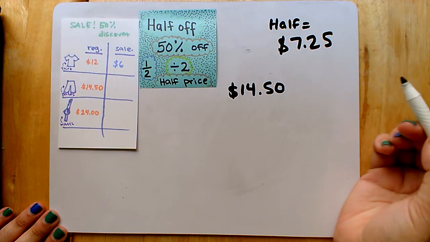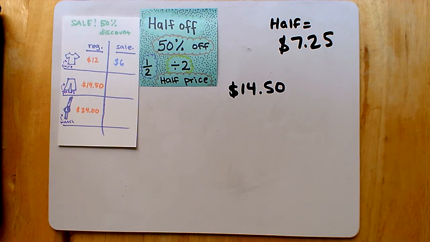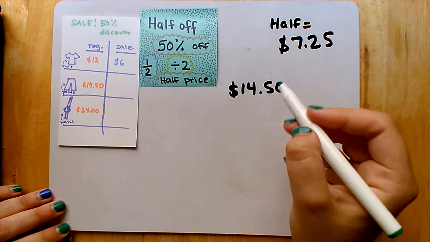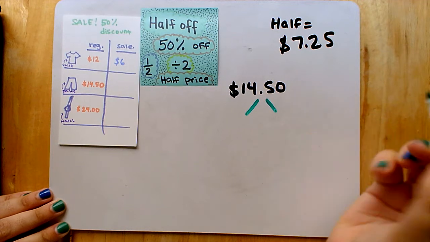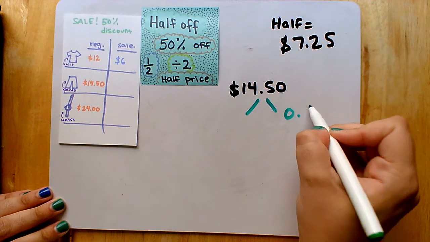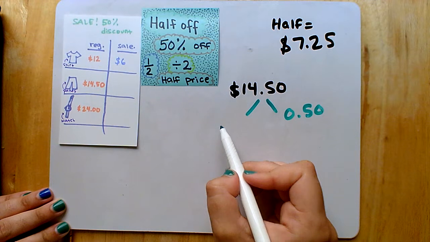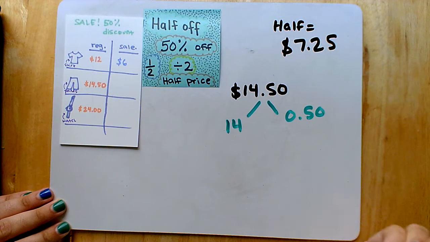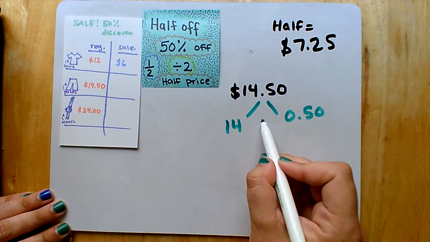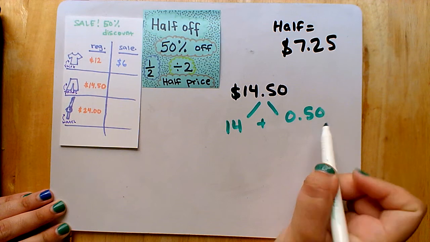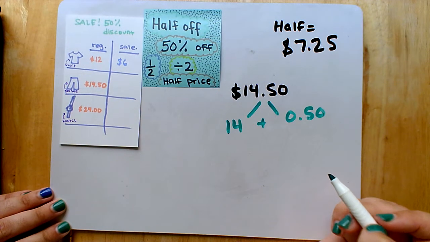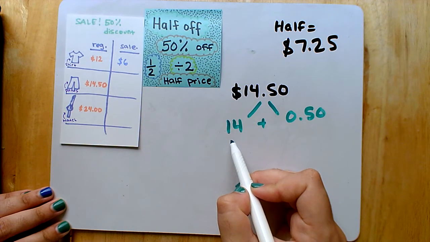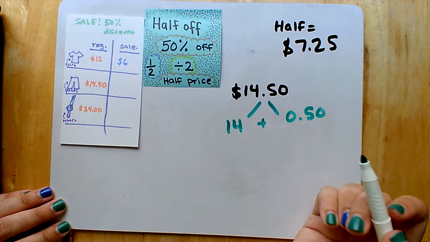If you don't think of it that way, or you want to see it drawn out, well, here we go. $14.50. Definitely I'm going to partition first just the cents on one side and just the dollars on the other. So $14.50 is the same as $14 plus 50 cents, which I wrote as a decimal. Let's say I'm not ready to find half of 14 off the top of my head. No problem. I can keep partitioning until it's easier for me.